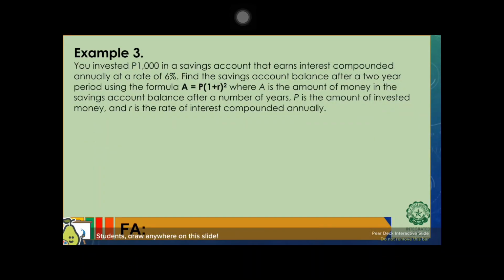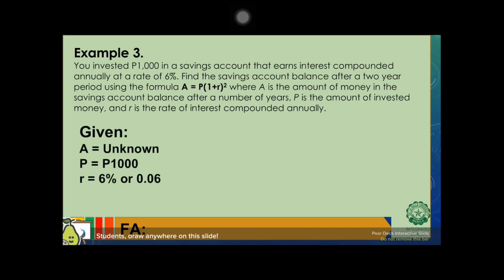For our example number 3, we have: you invested 1,000 pesos in a savings account that earns interest compounded annually at a rate of 6%. Find the savings account balance after a 2-year period using the formula A is equal to P multiplied by quantity 1 plus R squared, where A is the amount of money in the savings account balance after a number of years, P is the amount of invested money, and R is the rate of interest.